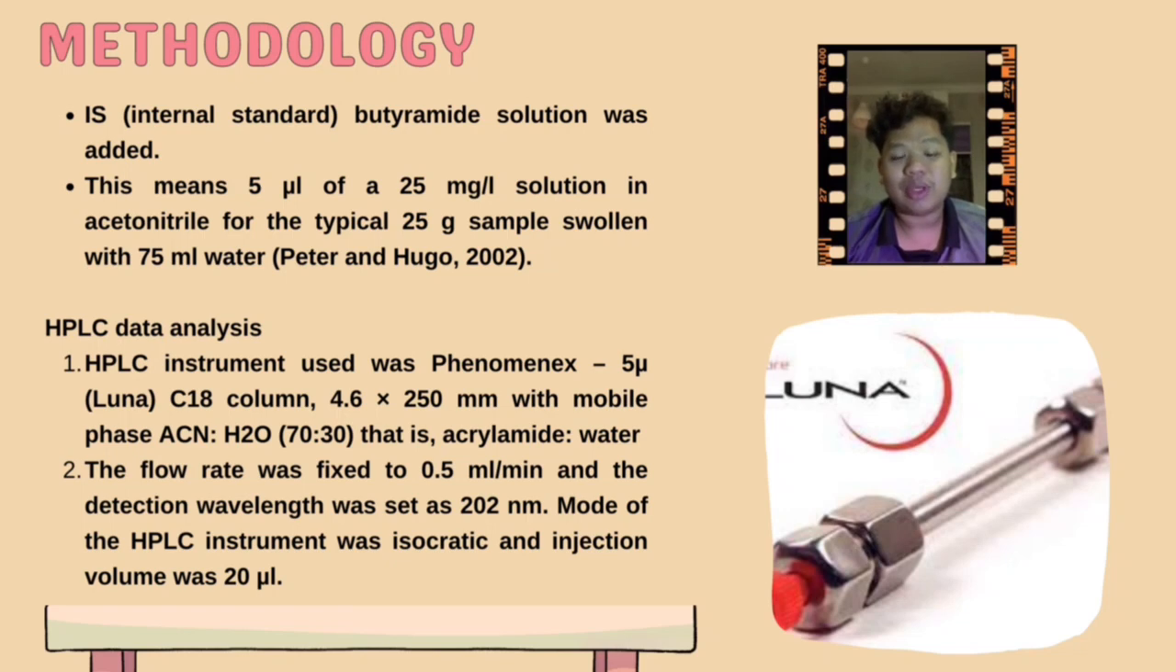This means 5 microliter of the 25 mg solution in acetonitrile for the 25 gram samples in the 75 ml water. HPLC data analysis. The HPLC instrument used was a 5 micrometer C18 column, 4.6 times 150 mm, with mobile phase ACN to H2O at 70, that is acrylonitrile to water. The flow rate was fixed at 0.5 ml per minute and the detection wavelength was set at 202 nanometer. The mode of the HPLC instrument was isocratic and the injection volume was 20 microliter.